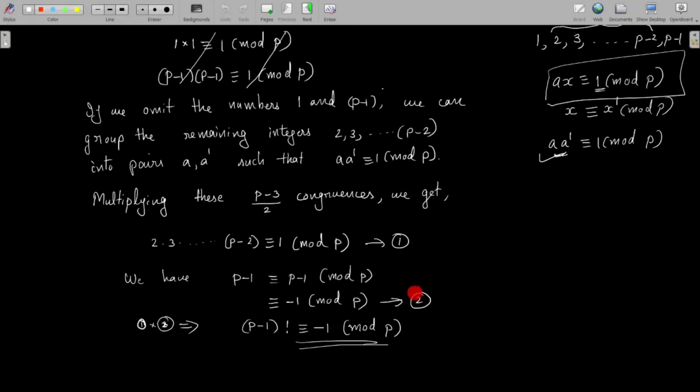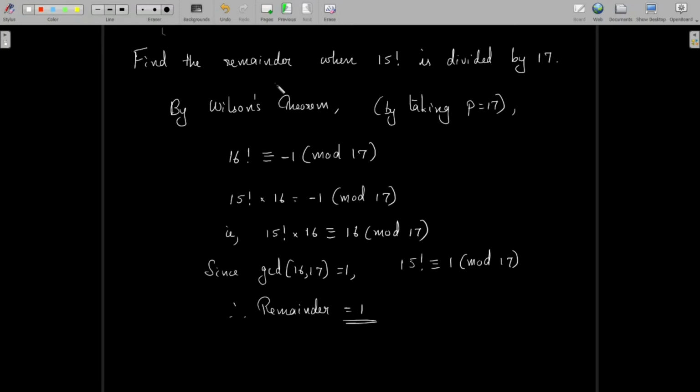So we can again multiply these two congruences 1 and 2. We will get 2 times 3 times etc. times p minus 2 times p minus 1. That is actually (p minus 1) factorial is congruent to 1 times minus 1, which is minus 1 mod p. So we have (p minus 1) factorial is congruent to minus 1 mod p, where p is a prime. So this is Wilson's theorem.